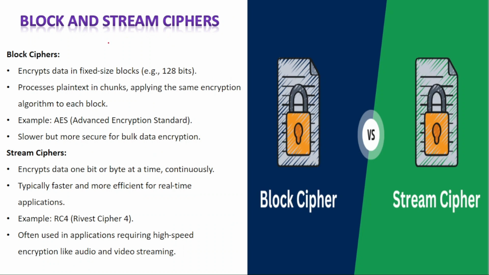Now there are types of ciphers that are known as block cipher and stream cipher. As the name indicates, the block cipher encrypts data in blocks or chunks, while the stream cipher encrypts it one bit or one byte at a time, such as in the form of a stream. So let's explore it.